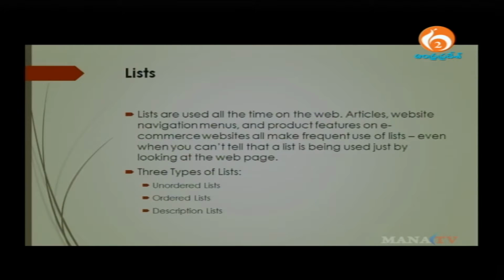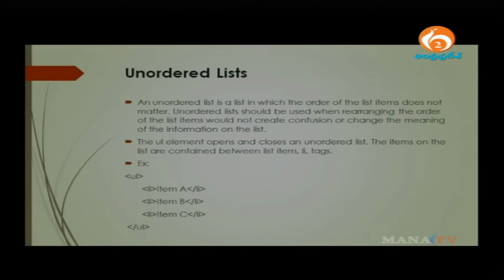We will see what an ordered list is, what an unordered list is, and what the description lists are. Now we will start with unordered lists. An unordered list is a list in which the order of list items does not matter. It should be used when rearranging the order of the list items would not create confusion or change the meaning of the information. The UL element opens and closes the unordered list. The items on the list are contained between the LI tags. Here is an example with items A, B and C.